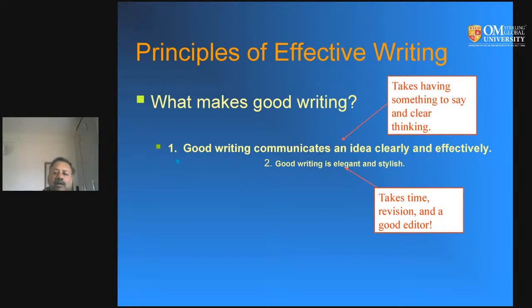What makes good writing? First thing is good writing communicates an idea clearly and effectively. So, that means this takes having something to say and clear thinking. That means you have to say something and you have to be very clear about it. Another thing is good writing is elegant and stylish. So, it takes time, revision, and being a good editor in order to write elegantly and in a stylish manner. Next, please.